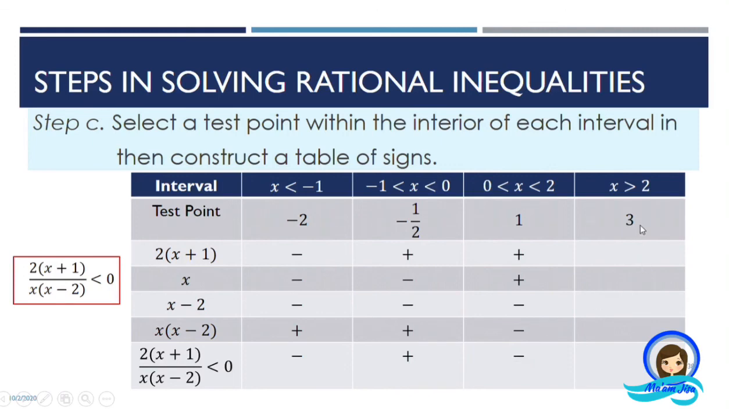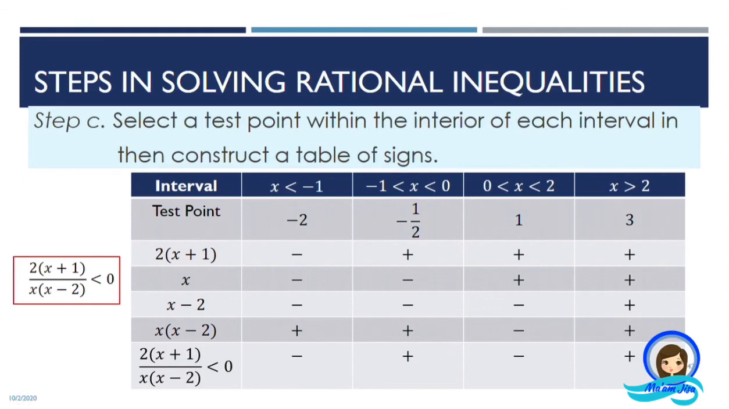Finally, for our last test point, we have 3. So again, replace 3 in all our x's here. So 3 plus 1 is 4 times 2 is 8. It's positive. x equals 3 is positive. 3 minus 2 is 1, so it's positive. Positive times positive is positive. And then for our sign here, divide the two signs. We have our numerator, which is positive. Our denominator is positive. Of course, it is positive.